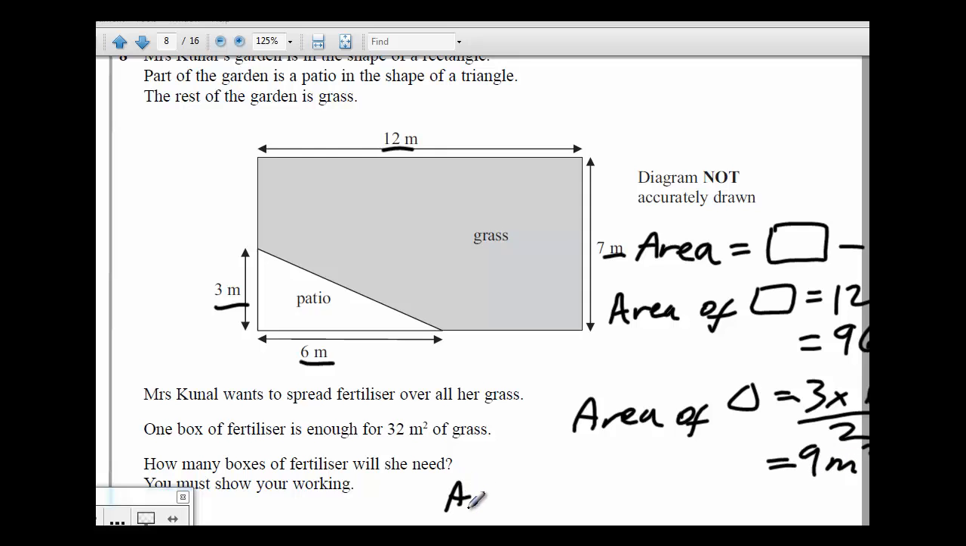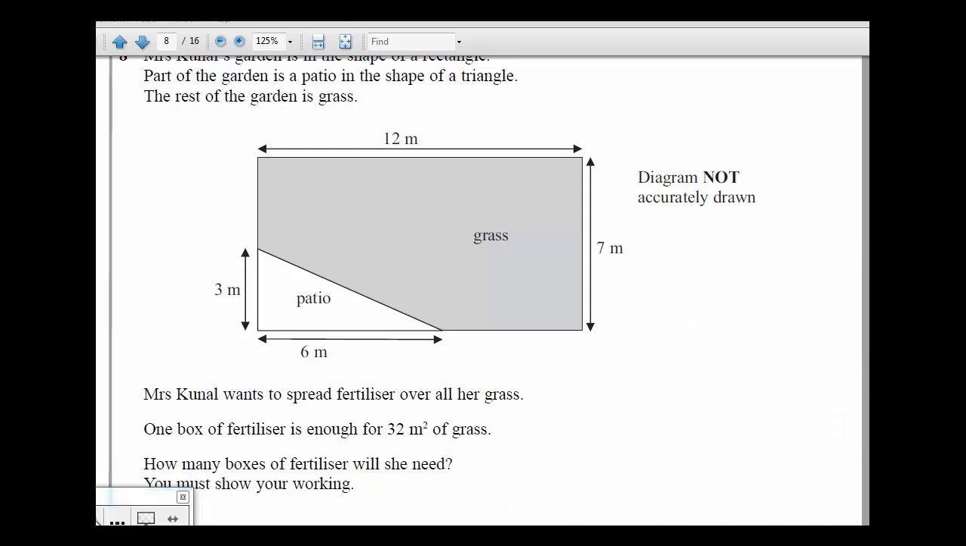So the area of the grass must equal 96, take away 9, which is just 87 metres squared. So we worked out the area of the grass, but we're not done yet. We need to work out how many boxes of fertiliser will be needed.